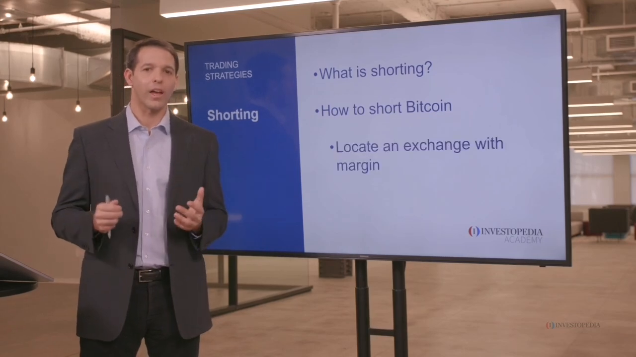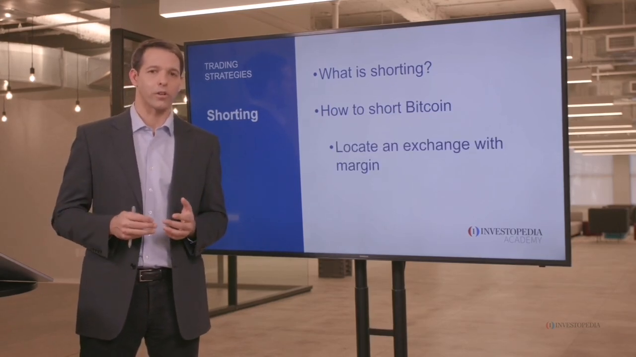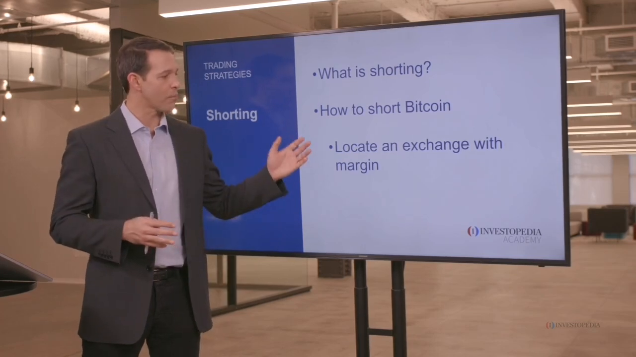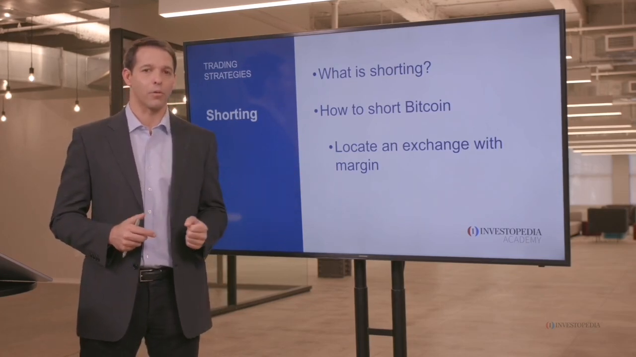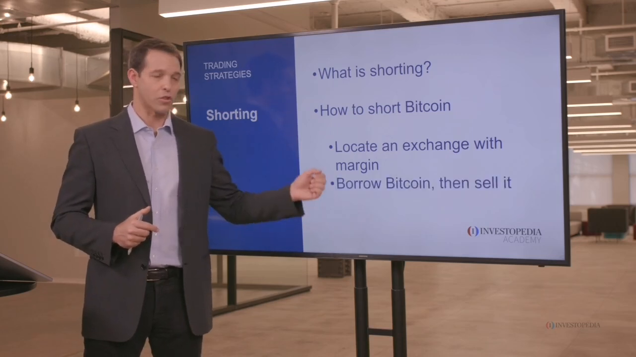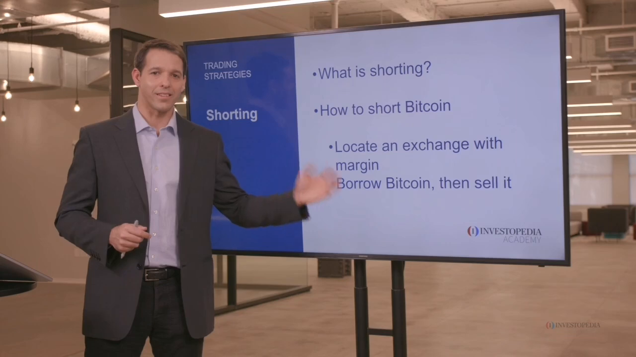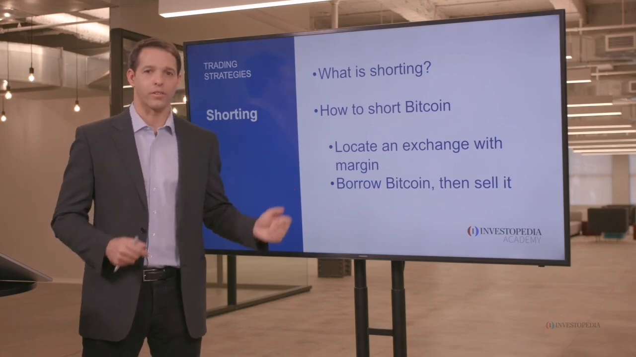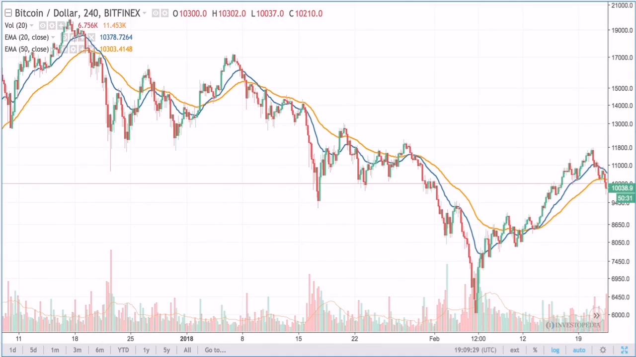First, you have to locate an exchange that you can trade on margin, because on exchanges that you can trade on margin, they allow you to borrow Bitcoin. So the next thing to do is you just borrow Bitcoin and then sell it. And that's what shorting is. So let's take a look at a chart to break down shorting for you.